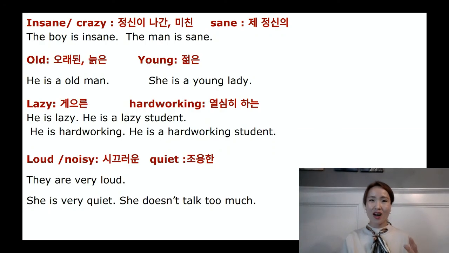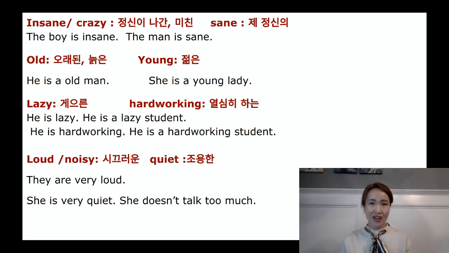Okay, well, next one, also we describe the people by age, right? The grandma, grandpa, they are old. You guys, you kids, right? You are young. Also, the lazy. Lazy is the person who doesn't work that much, right? They sleep, they play, the work is the last thing they concern. So those people are lazy.